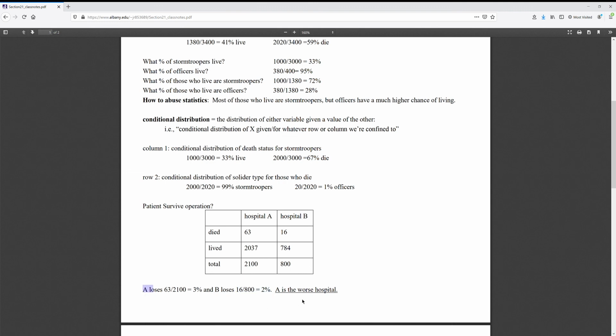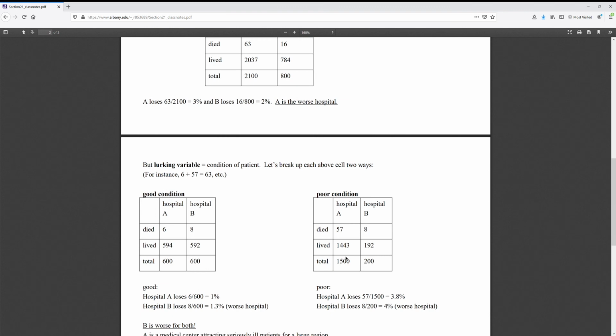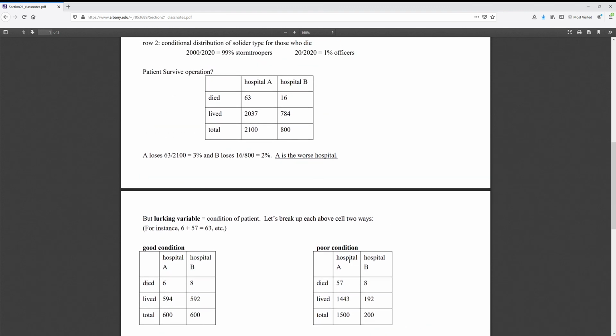How can you lie about a thing like this? Hospital A loses a higher percent of patients than Hospital B does. In that sense, A is the worst hospital. And that seems pretty conclusive, right? Well, not really. In this, there's always lurking variables. There's always different ways of looking at things.